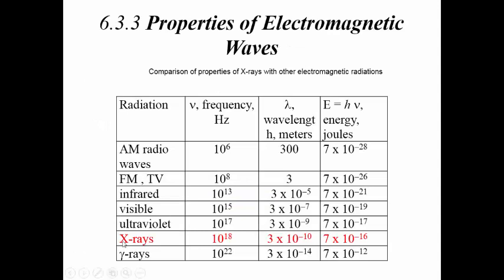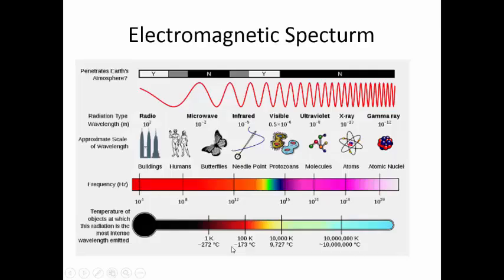We can see the X-rays are down around 10 to the 18th frequency with a wavelength of 3 times 10 to the minus 10th. And here's my energy in joules. You can see that the energy is increasing as we decrease our wavelength and increase our frequency.